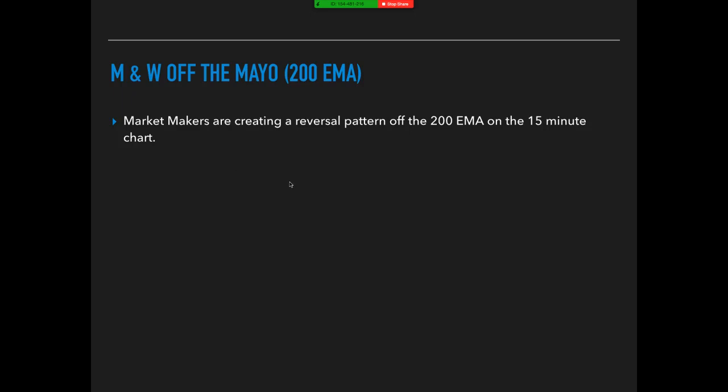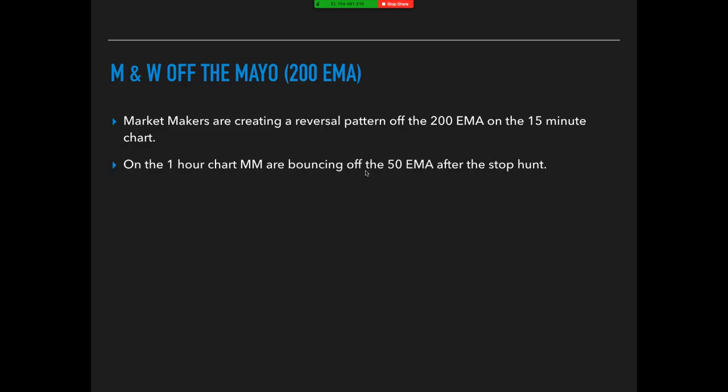Okay, so next we did the M and W off the Mayo. The Mayo is the 200 EMA. That's Steve lingo. What we're doing here is the market makers are creating a reversal pattern off of the 200 EMA on the 15-minute chart.